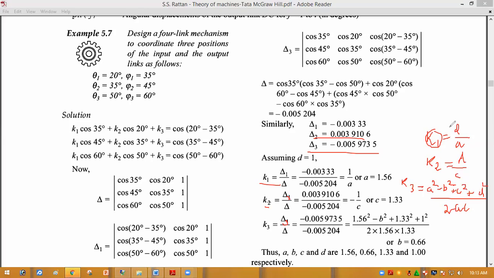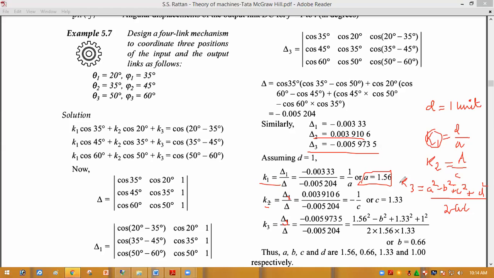So we are assuming d as 1 unit. The 1 unit may be 3 centimeter or 4 centimeter or 30 centimeter or anything, but we assume d equal to 1 unit, because here the length is a proportion with respect to some other link. So k1 equals d by a. We know the value of k1, and we assumed the value of d, that is 1 unit. So a is equal to d by k1, and the a value is 1.56. For example, if d equals 2, then a equals 1.56 into 2, which means 3 point something.